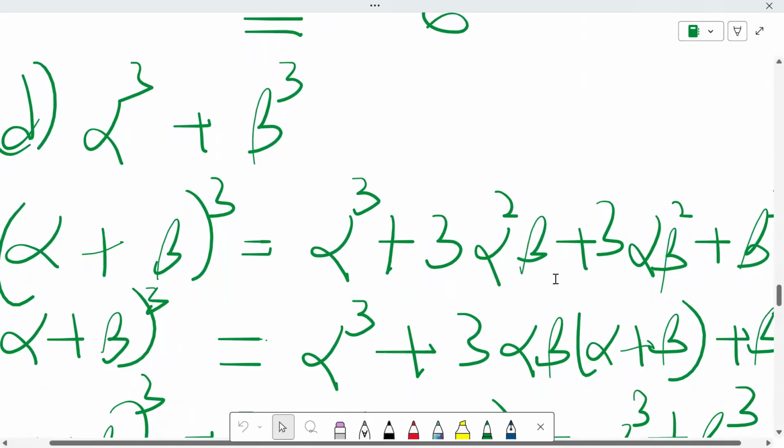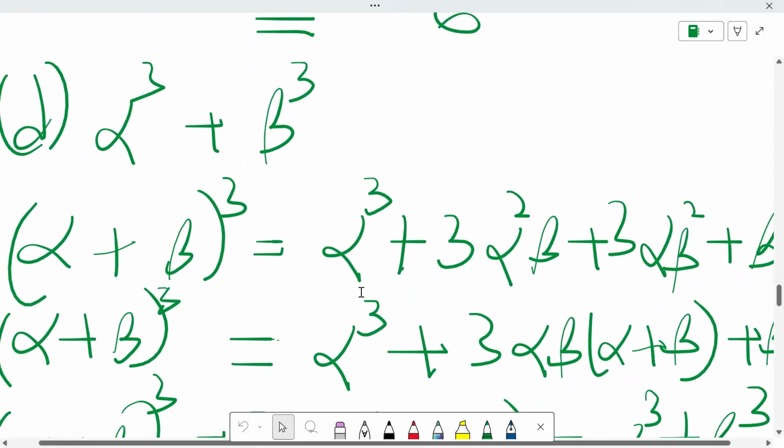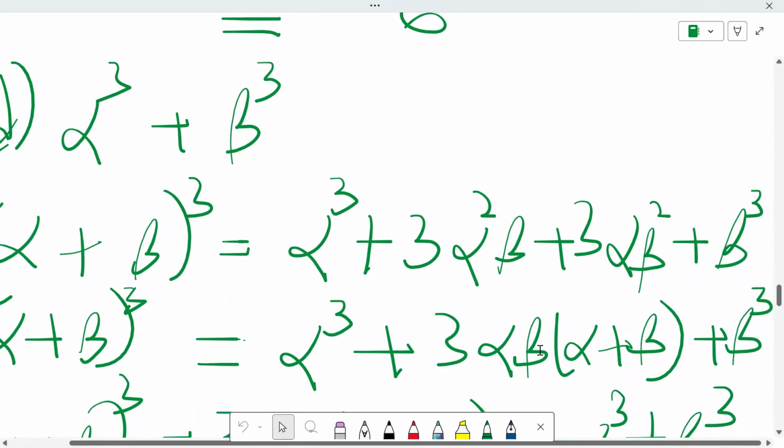D is alpha cubed plus beta cubed. So we do the same thing. We start from here, alpha plus beta cubed. Then we use a binomial expansion to find the value. So this becomes alpha cubed plus 3 alpha squared beta plus 3 alpha beta squared plus beta cubed. Now from here, we want to keep the alpha cubed and the beta cubed on one side. Then we can simplify this by doing some factorization over here. So we get 3 alpha beta, alpha plus beta, which is that same thing.